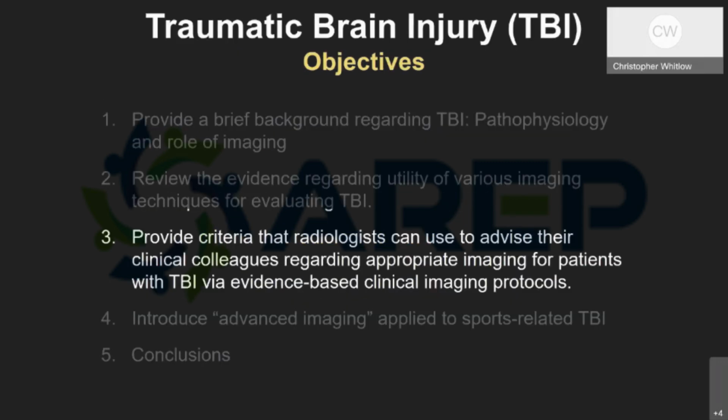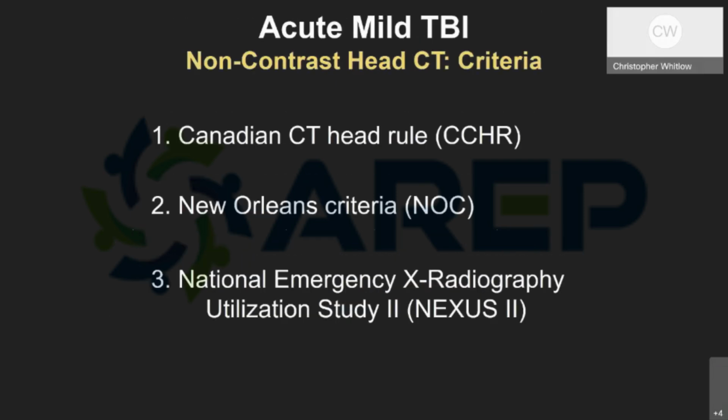So let's move on to talk about some criteria that radiologists can use to advise their clinical colleagues regarding appropriate imaging for patients with TBI via evidence-based clinical imaging protocols. So there are 3 well-known prospectively validated criteria: the Canadian CT head rule, the New Orleans criteria, and the National Emergency X Radiography Utilization Study 2 criteria. Now, it should be noted that these criteria are weighted toward high sensitivity for identifying patients with clinically important CT findings rather than reducing the number of exams performed.